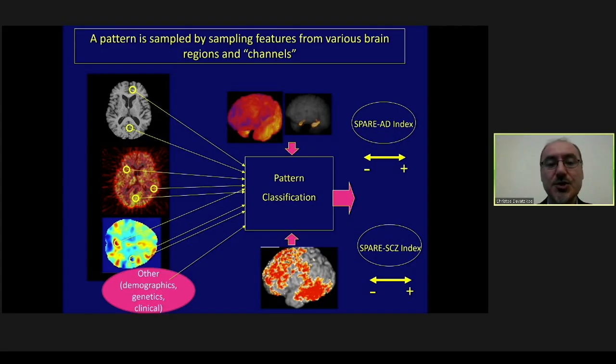Machine learning is a little bit of a black box, trying to find the right combination of features from different parts of the brain and different modalities, different types of data, and comes up with a biomarker that is positive if you have the signature of the disease, for example, and negative if you don't. We've been working particularly with Alzheimer's and aging, as well as schizophrenia. We call these scores the SPARE scores, spatial patterns for recognition of something.